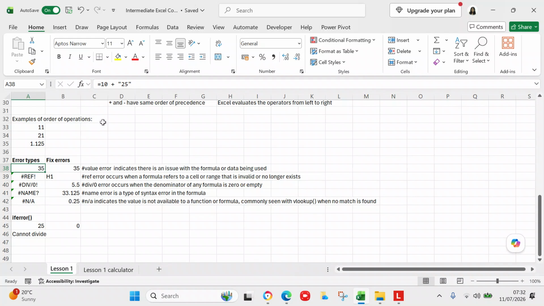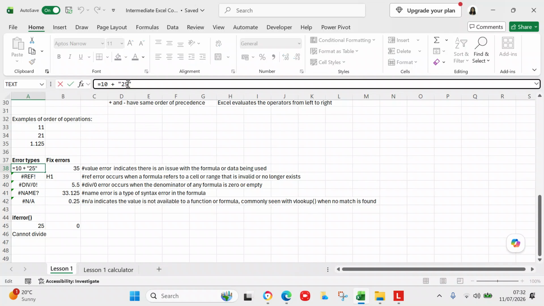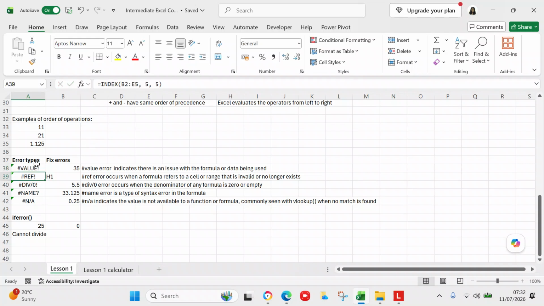That says 10 plus 25. So that really shouldn't be an error. We'll just say ABC. So now you've got a value error, which is what I want. The first type of error you have is a value error. A value error indicates there is an issue with the formula or data being used. And then you can fix that by saying equals 10 plus VALUE 25.